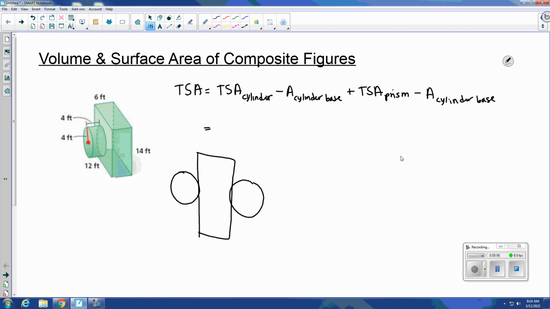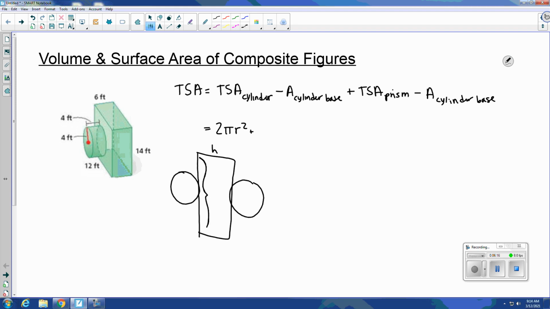Now the two circles, to find that area, we're going to do 2 times pi r squared. Pi r squared being the area of the circle times 2. So that gets us both bases. Then we have to add on the area of that rectangle. Well, that rectangle, its length has an equivalent value to the height of the cylinder.